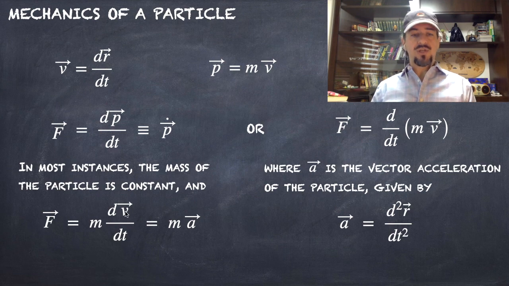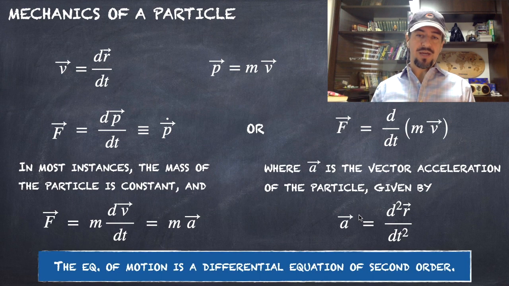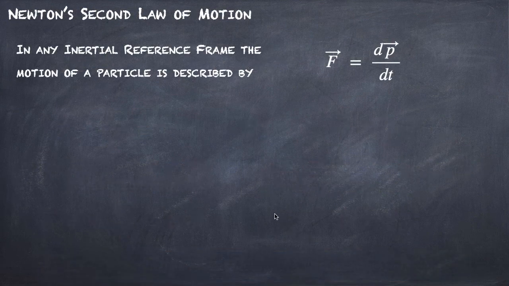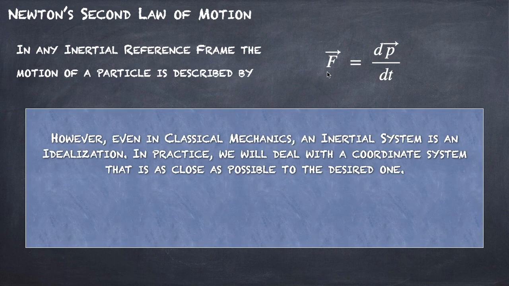And since the velocity is the rate of change of the position with respect to time, the acceleration is the second order derivative of the position with respect to time. So in this case, the equation of motion is a differential equation of second order. So this is the equation of motion and it is a differential equation of second order. Okay, so in any inertial reference frame, the motion of a particle is described by this equation here.